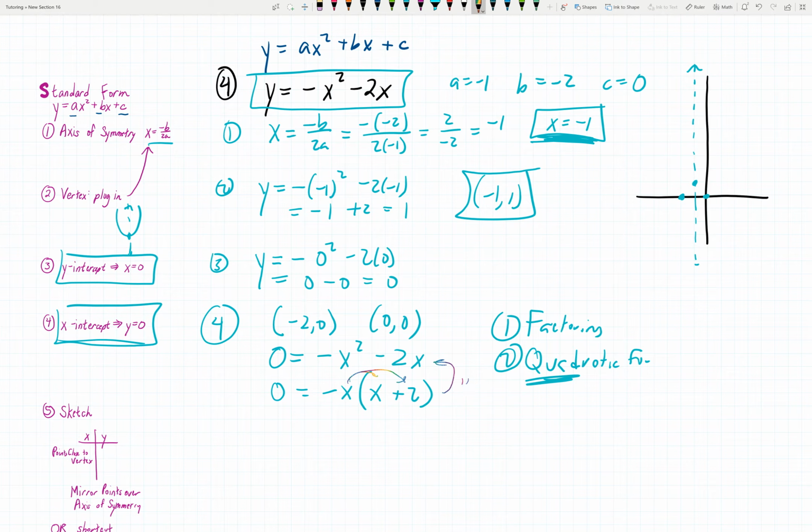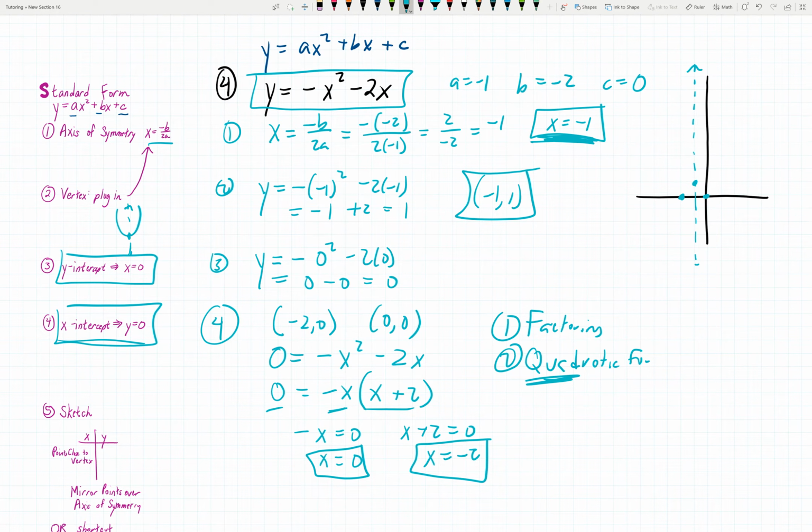Hooray. And then the beauty of factoring is if this times this equals 0, then either this equals 0 or that equals 0. No other way to make a 0. So either x is 0 or x is -2. And hey, look, that matches the x-intercepts that we got. Awesome.